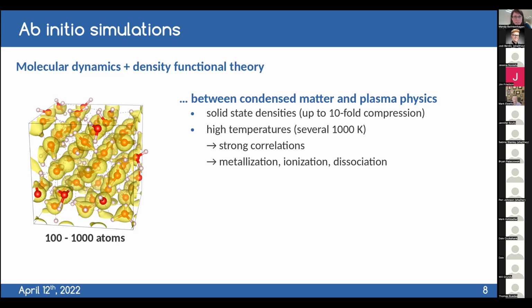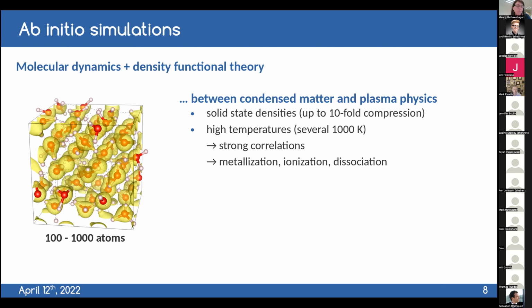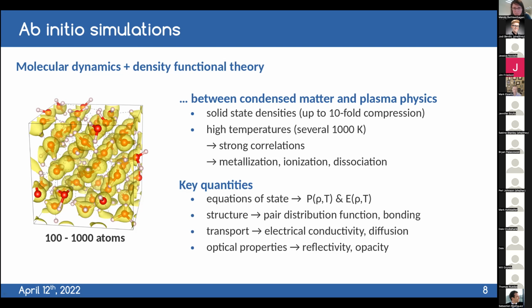So we look at systems with up to 10-fold compression, and also the temperatures are pretty elevated with a couple of thousand kelvins. We have strong correlations. We have all kinds of metallization, ionization, and dissociation processes. We really need to look at the electronic density as well. And then what we typically get out of these simulations are equations of state, structure, transport, and also optical properties, for example, like opacity or reflectivity.